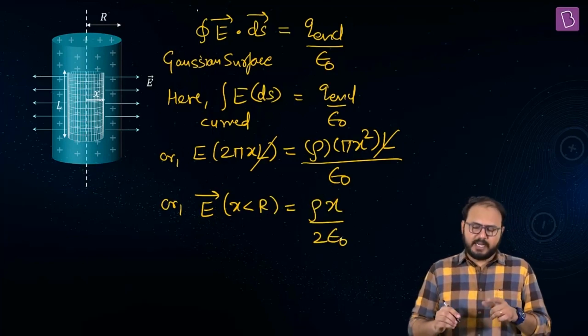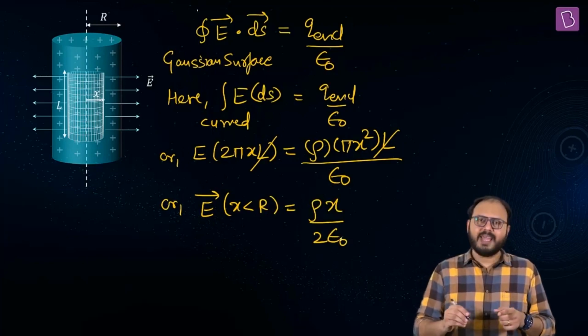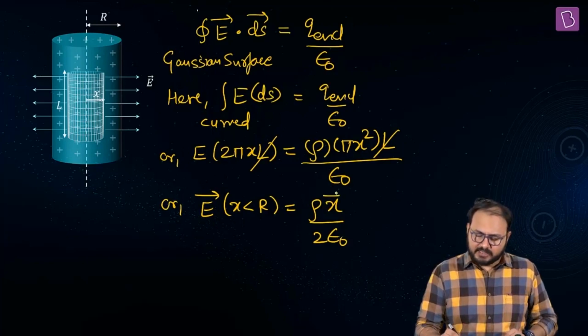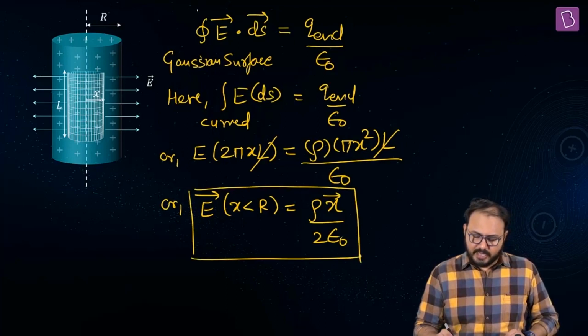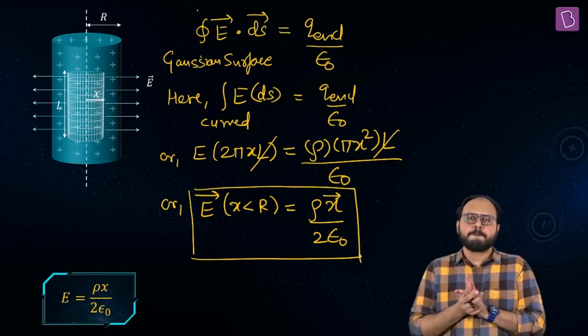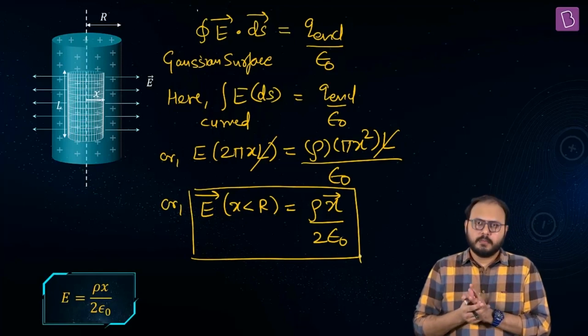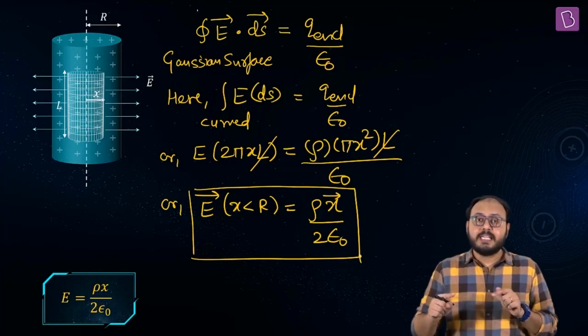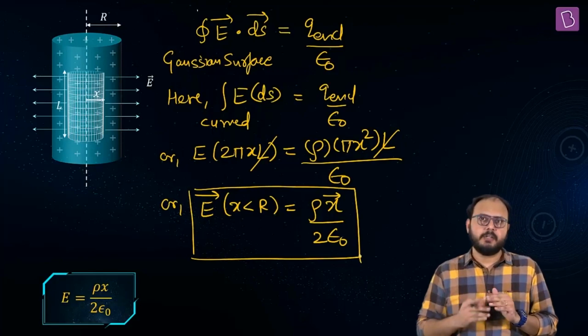In fact, can I make it rho x vector upon 2 epsilon naught? Because wherever the x is, the field will be there. My answer is for x less than r. Hey, this is for the points inside, not outside.